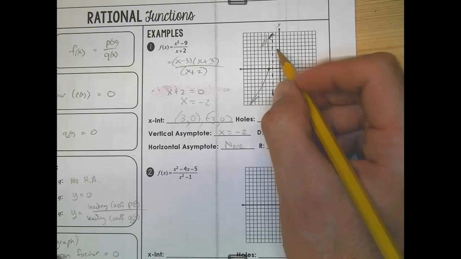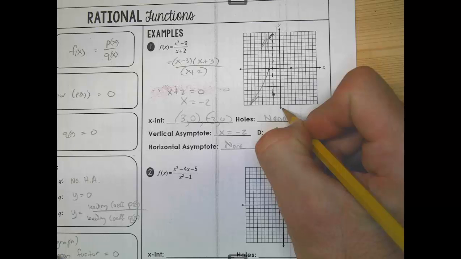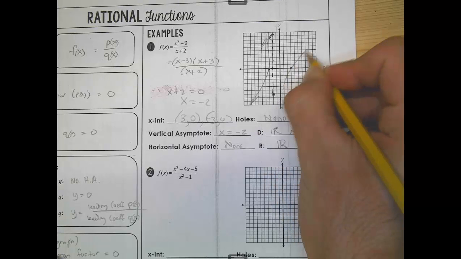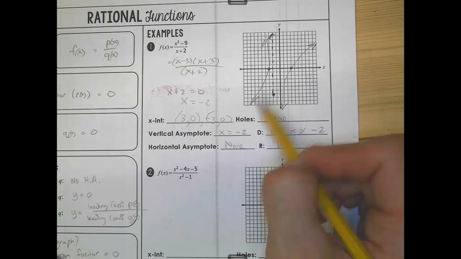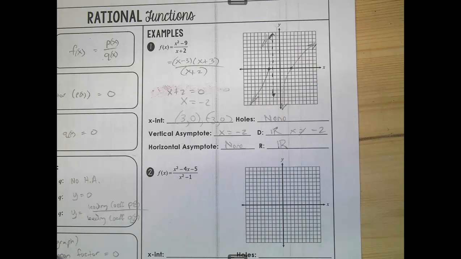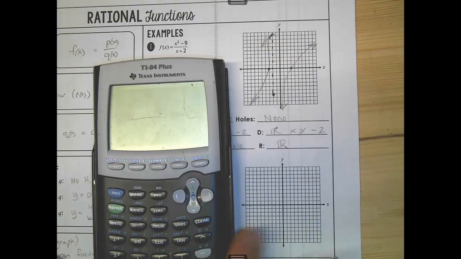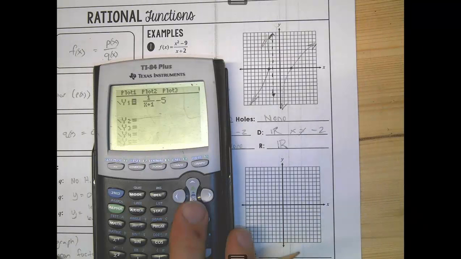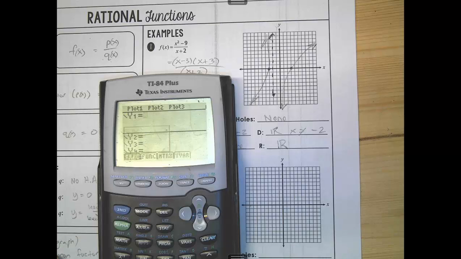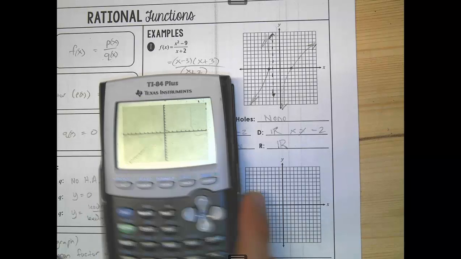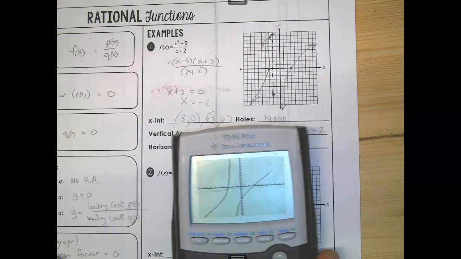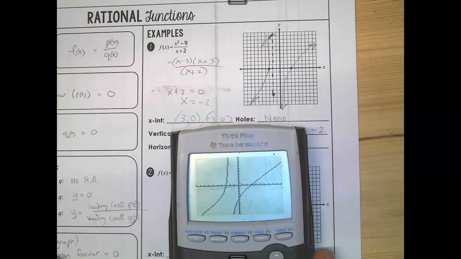All right, that's kind of a weird one. It does have an end behavior asymptote, but we're not going to worry about that end behavior asymptote that goes on a slant for now. We'll get to that later in math. But once again, just go ahead and double check this on your calculator or use it as a tool if you need it. Type in x squared minus 9 over x plus 2. Take a look at the graph, and it should look like ours.